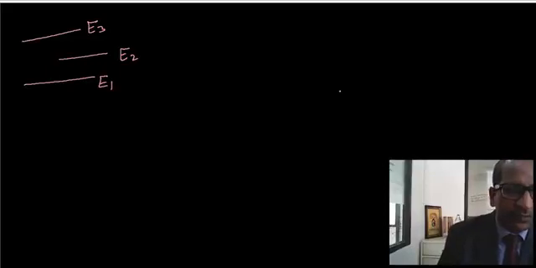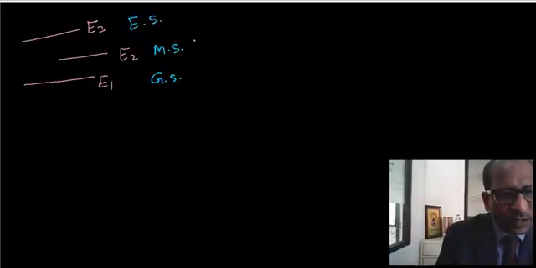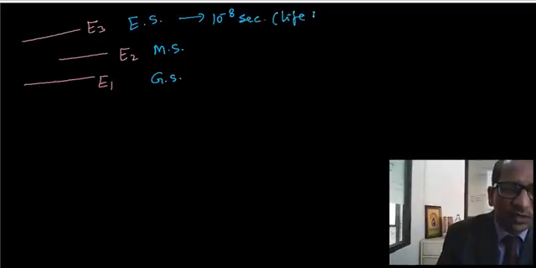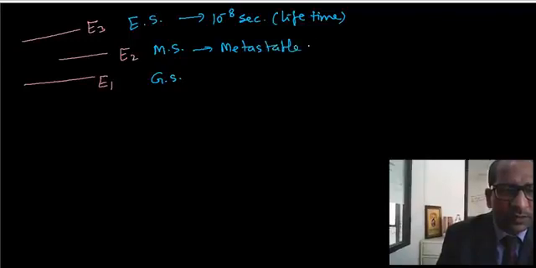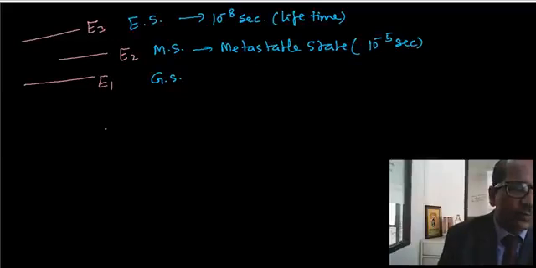You can say E2 is the metastable state, and E3 is the excited state, right? This is the ground state, this is the metastable state, and this is the excited state. The lifetime of the excited state is generally of the order of 10 to the power minus 8 seconds. And the metastable state has a lifetime of around 10 to the power minus 5 seconds. Okay, and this is the ground state.